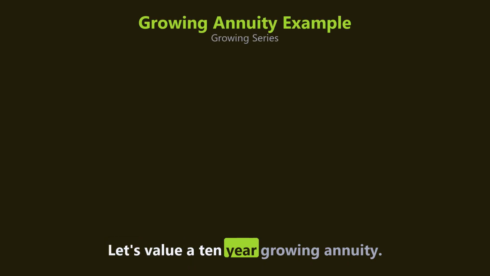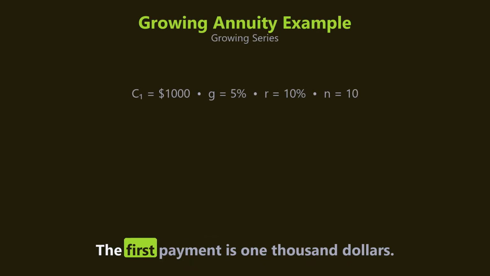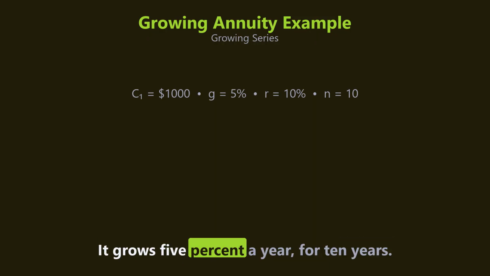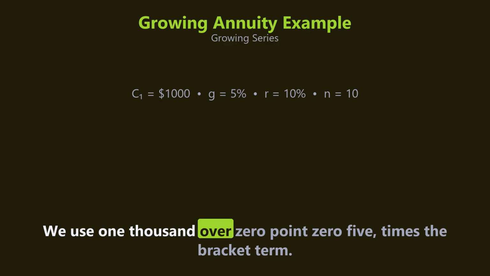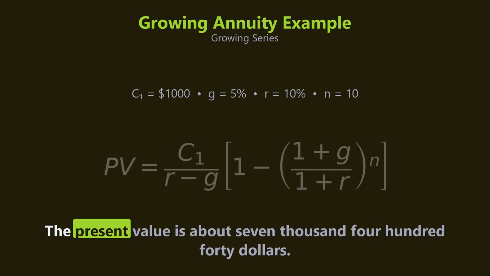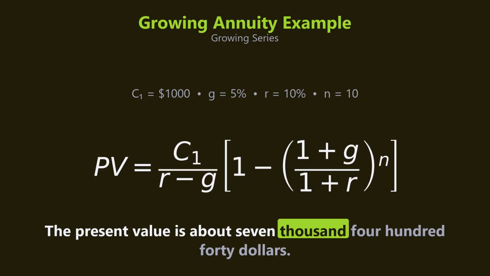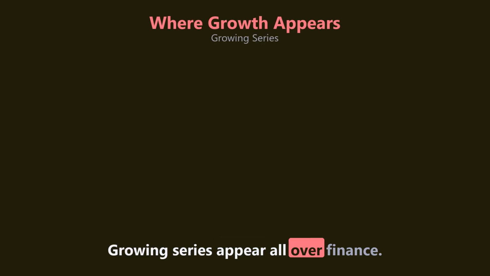Let's value a 10-year growing annuity. The first payment is $1,000. It grows 5% a year, for 10 years. The discount rate is 10%. We use 1,000 over 0.05, times the bracket term. The present value is about $7,440.